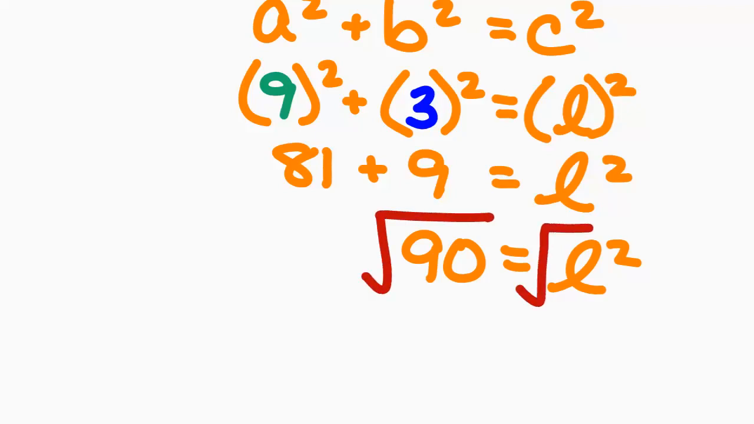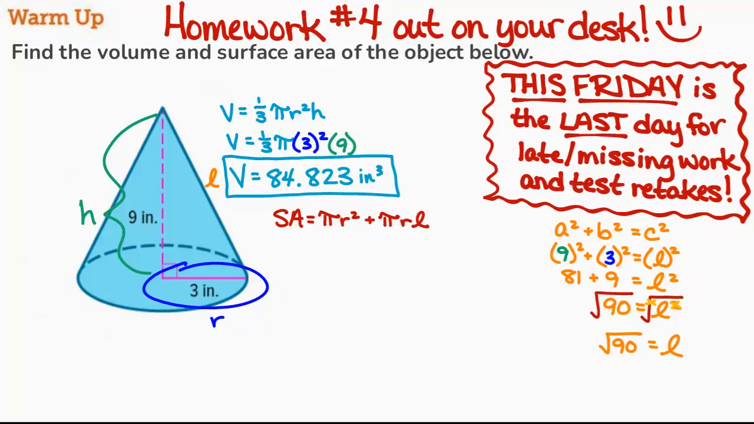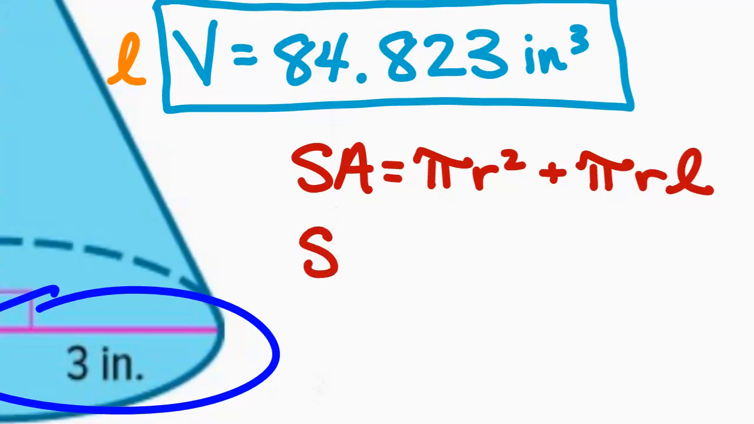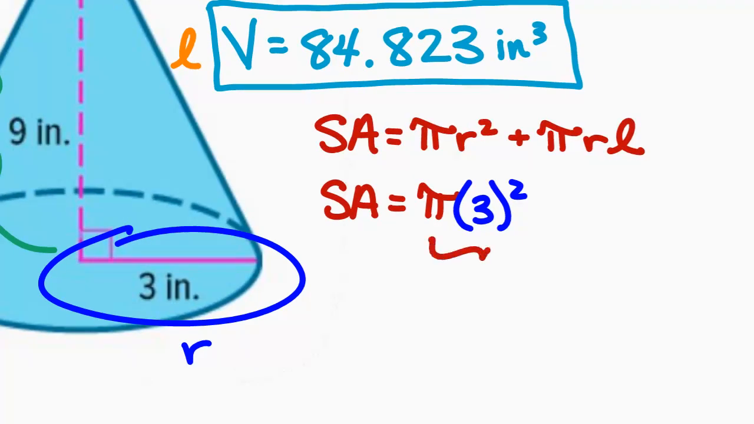Then we take a square root of both sides to cancel out the squared on our slant height. Is the square root of 90 a nice, pretty whole number? Nope. So we're going to just leave that as square root of 90 when we go to substitute it into our formula. So surface area, pi times our radius of 3 squared. This is the area of that single circular base.